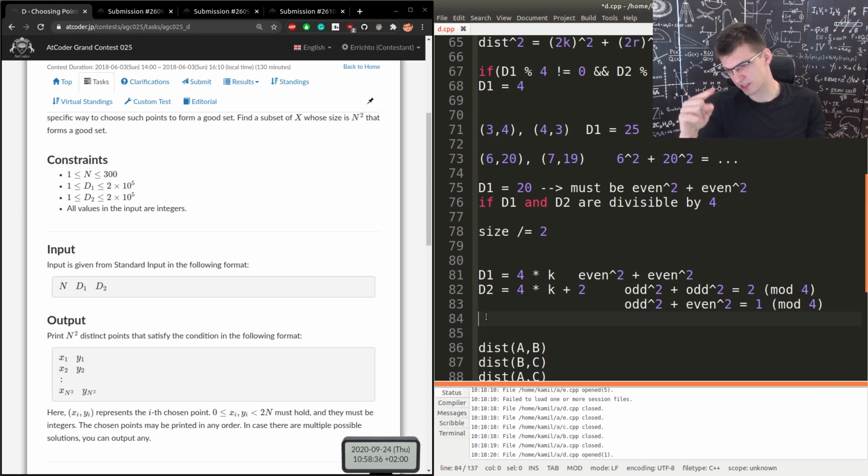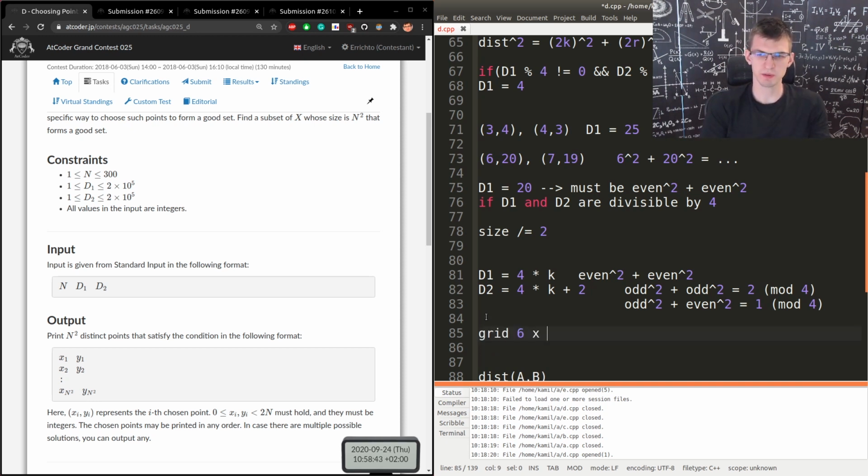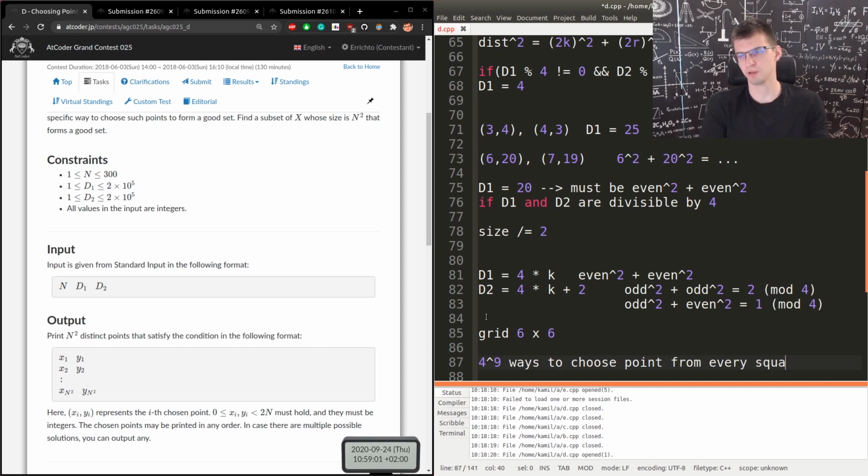Assuming that I take exactly 1 point from each square, let's see what happens for grid 6 by 6 already. There are 4, 2, how many squares are there? 9 by 9, 2 by 2 here, 9. So that many ways to choose a point from every square. That's fast enough. Of course it will be smaller because some ways are forbidden. But will I see any pattern here? I don't think so. It is only 3 by 3 squares.